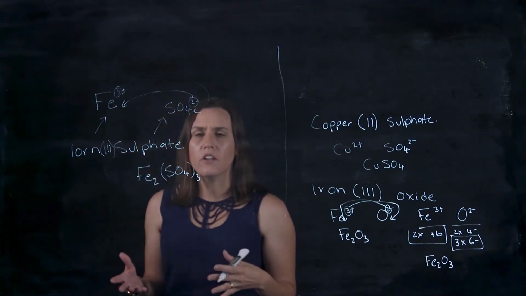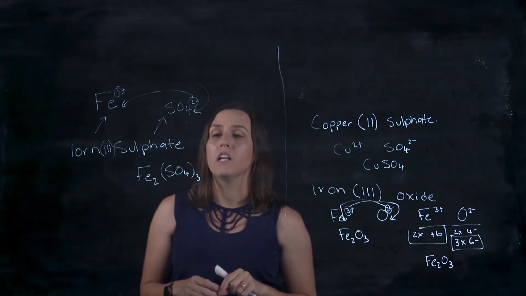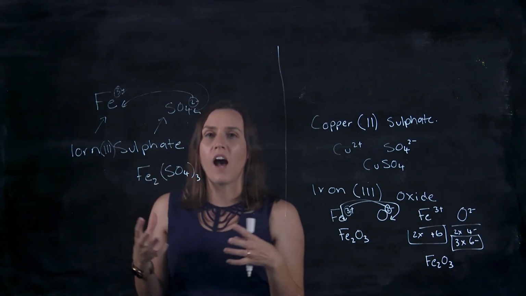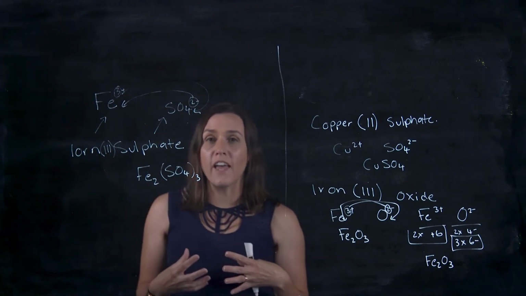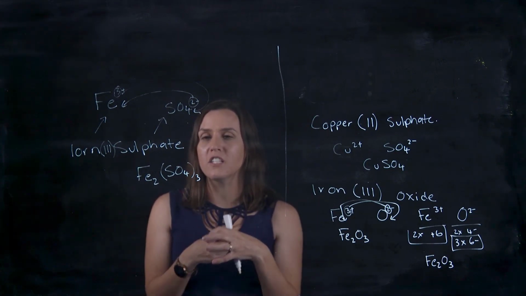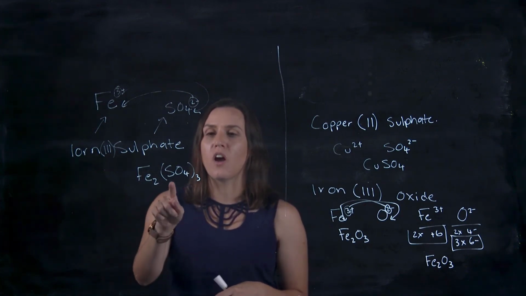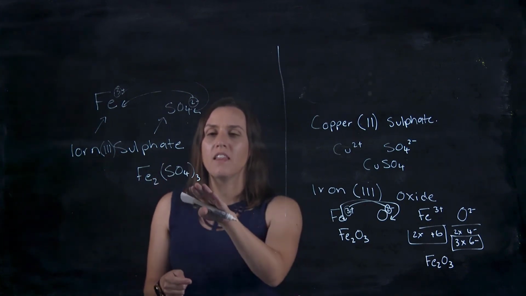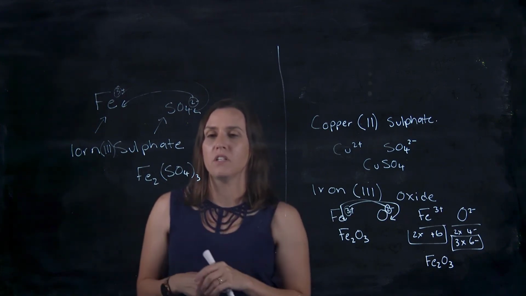Did you notice that I put brackets around the SO4? That's super important. That SO4 is a polyatomic anion. It's an ion. It is a covalently bound compound that has an overall charge. It needs to stay together as a compound. So I need to put brackets around it and then multiply that out by however many of those I have in the particular compound.